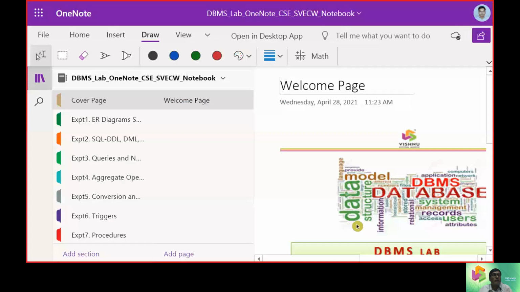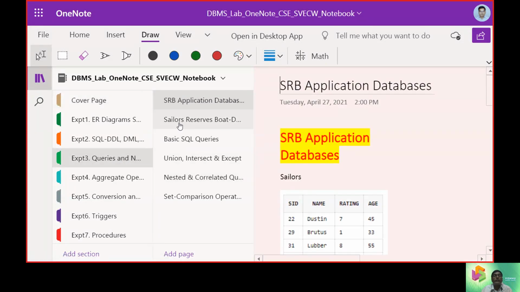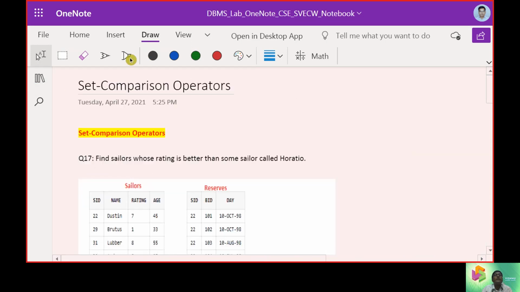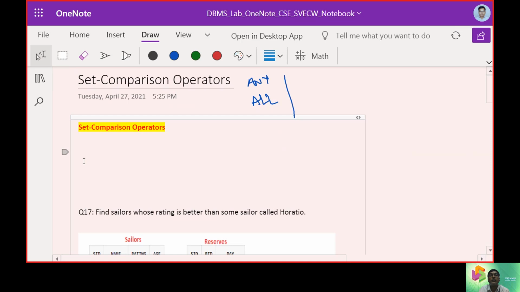Yeah, welcome back. We are now taking up experiment number 3, and we talked about basic SQL union, intersection, except, nested queries. Now let us check the set comparison operator. Most of the time when we call it a set comparison operator, we will check with two words: one we can call AND, another we can assume as OR.